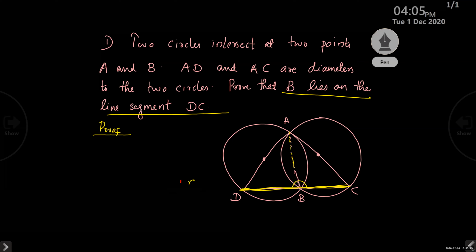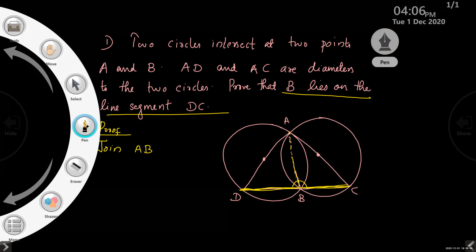When you start the proof, you have to write that join A, B. It means it is not there in the figure; we are joining A and B. Join A, B. Did you understand, children? Yes, ma'am. Now listen.